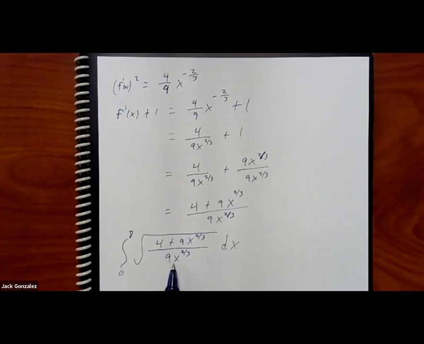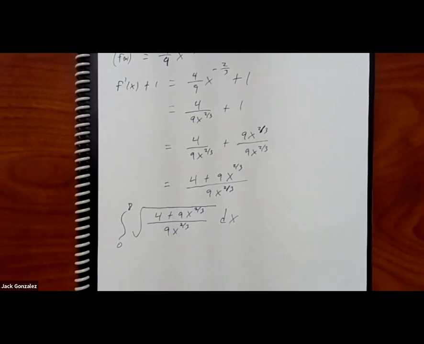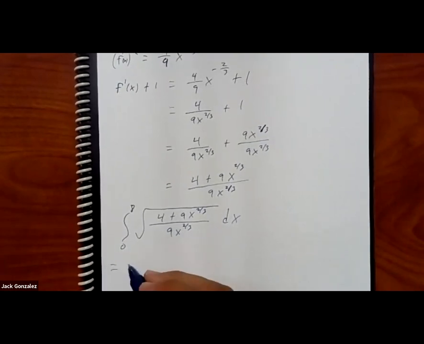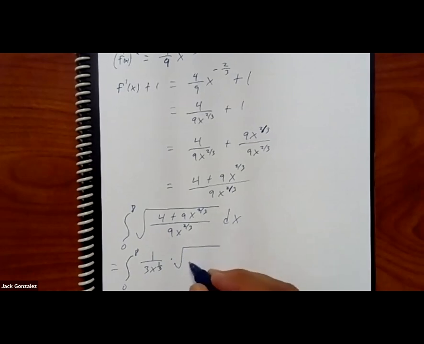What is the square root of 9x to the 2/3? The goal is to cancel the root or use a U sub. Square root of 9 is 3, right? Square root of x to the 2/3 would be x to the 1/3 because you'd cancel the 2. So we're going to get 3x to the 1/3. I'm going to pull that out of the root. Does that make sense?